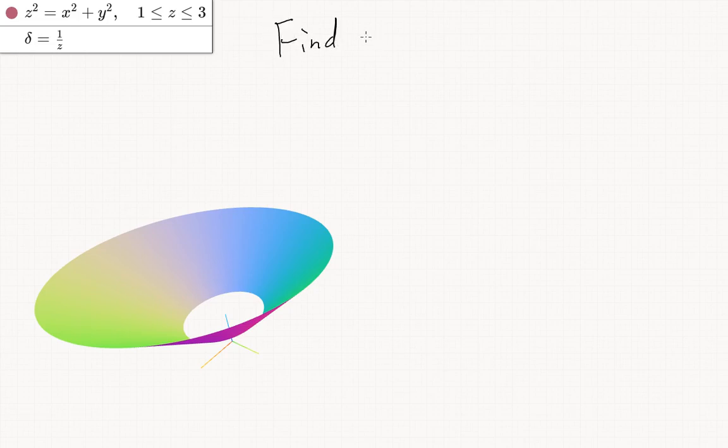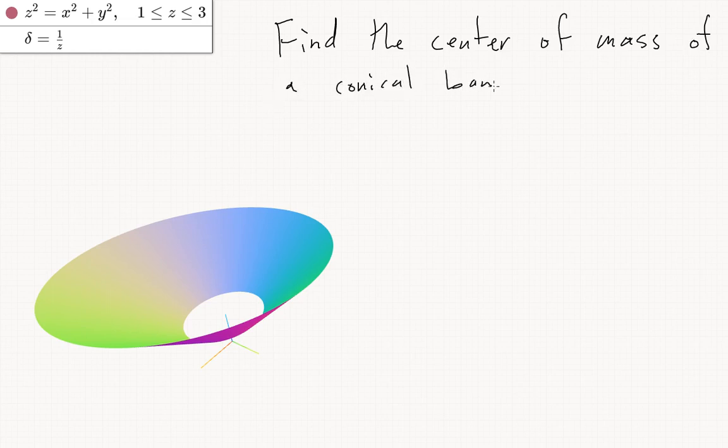Let's find the center of mass of a conical band. z squared equals x squared plus y squared. So this is a cone, but we'll only be interested in z between 1 and 3.